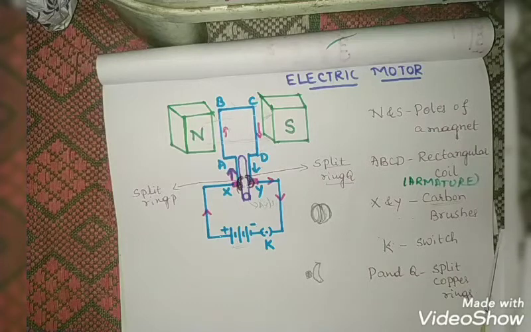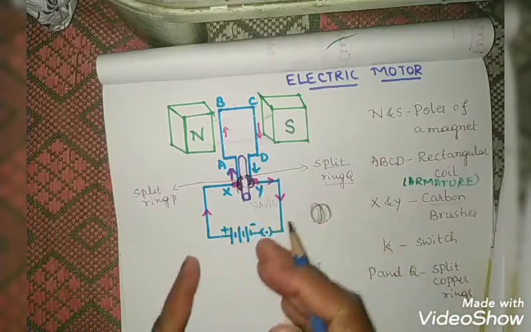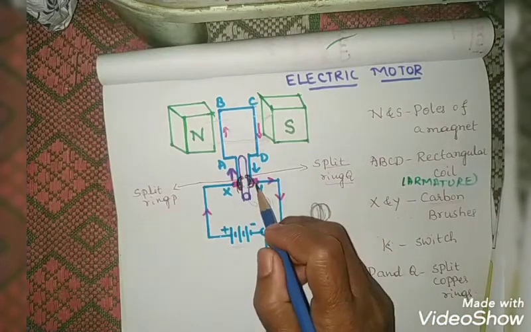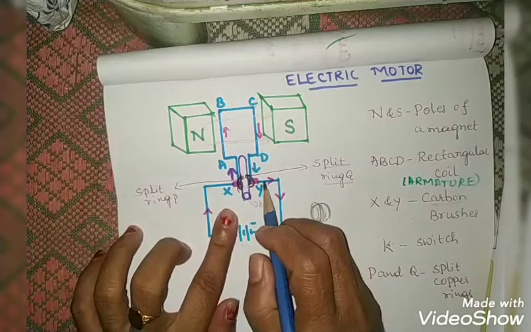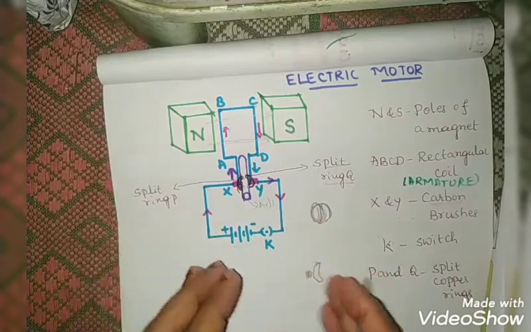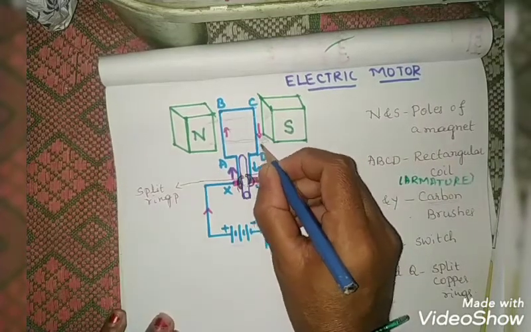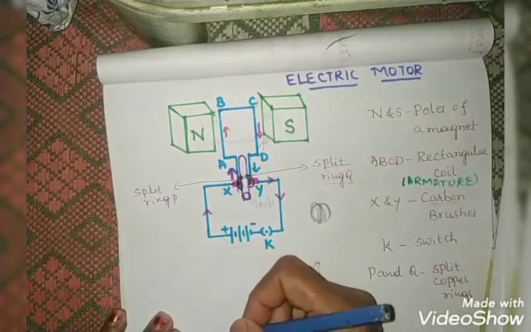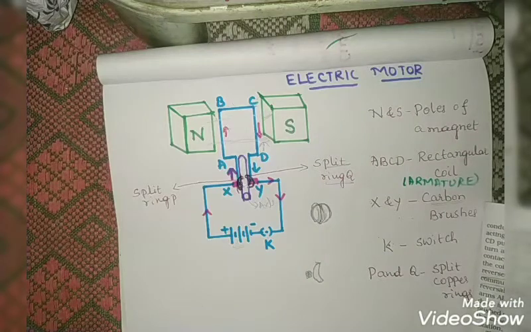Therefore, the current in the coil gets reversed and flows along the path DCBA. Now what happened? It started flowing in reverse. Why? Here we changed the direction of the split rings' contact. So in the next half rotation, the current starts flowing in the reverse direction along D to C, B to A.